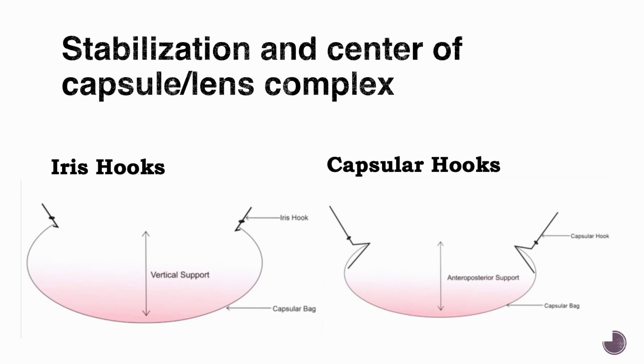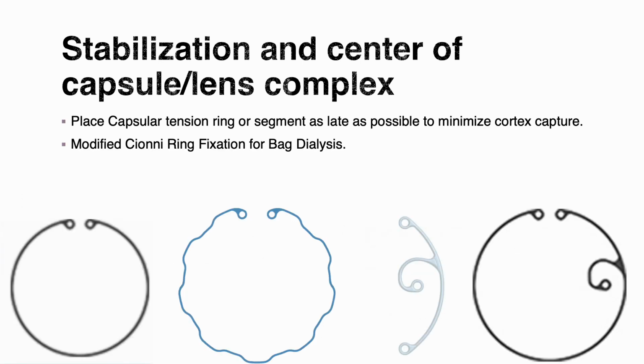Iris hooks and capsular hooks can be used to stabilize and center the lens complex. Capsular hooks are longer and larger than iris hooks. Capsular hooks can catch the equator of the capsular bag rather than the capsular rhexis margin. A capsular tension ring or segment is a good choice to stabilize and center the lens complex. The timing of using a capsular tension ring is as late as possible to minimize capturing the cortex.